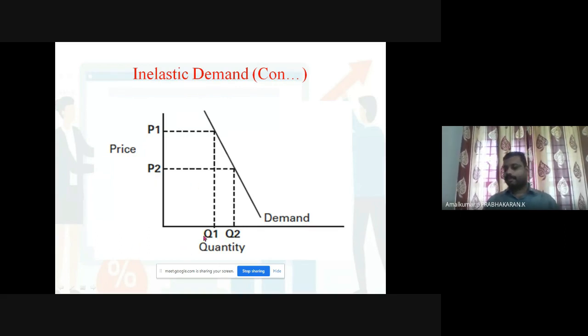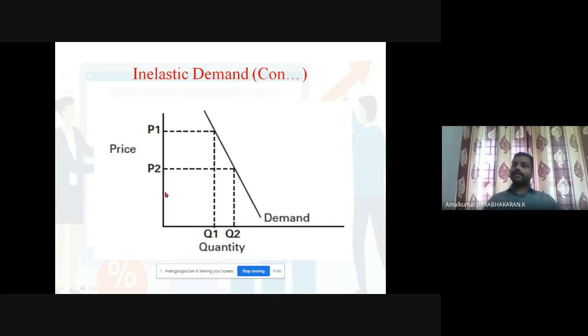Here also the x-axis represents the quantity and the y-axis represents the price of the particular commodity. The price is at P1, and the quantity demanded is Q1. The price is drastically decreased to P2, but the quantity demanded increases only a small amount, to Q2. Or if the price is at P2, the quantity demanded is Q2, and if the price is increased to P1, the quantity demanded only decreases to the Q1 level.